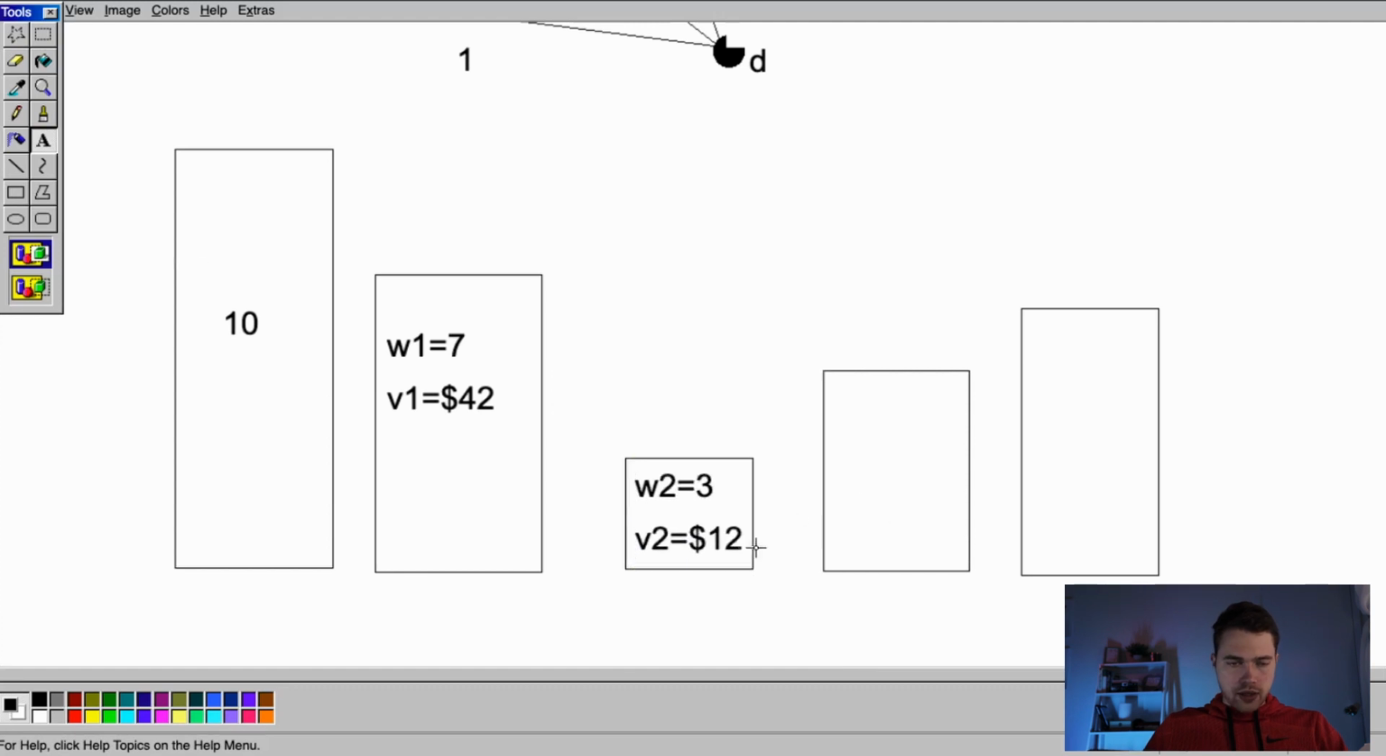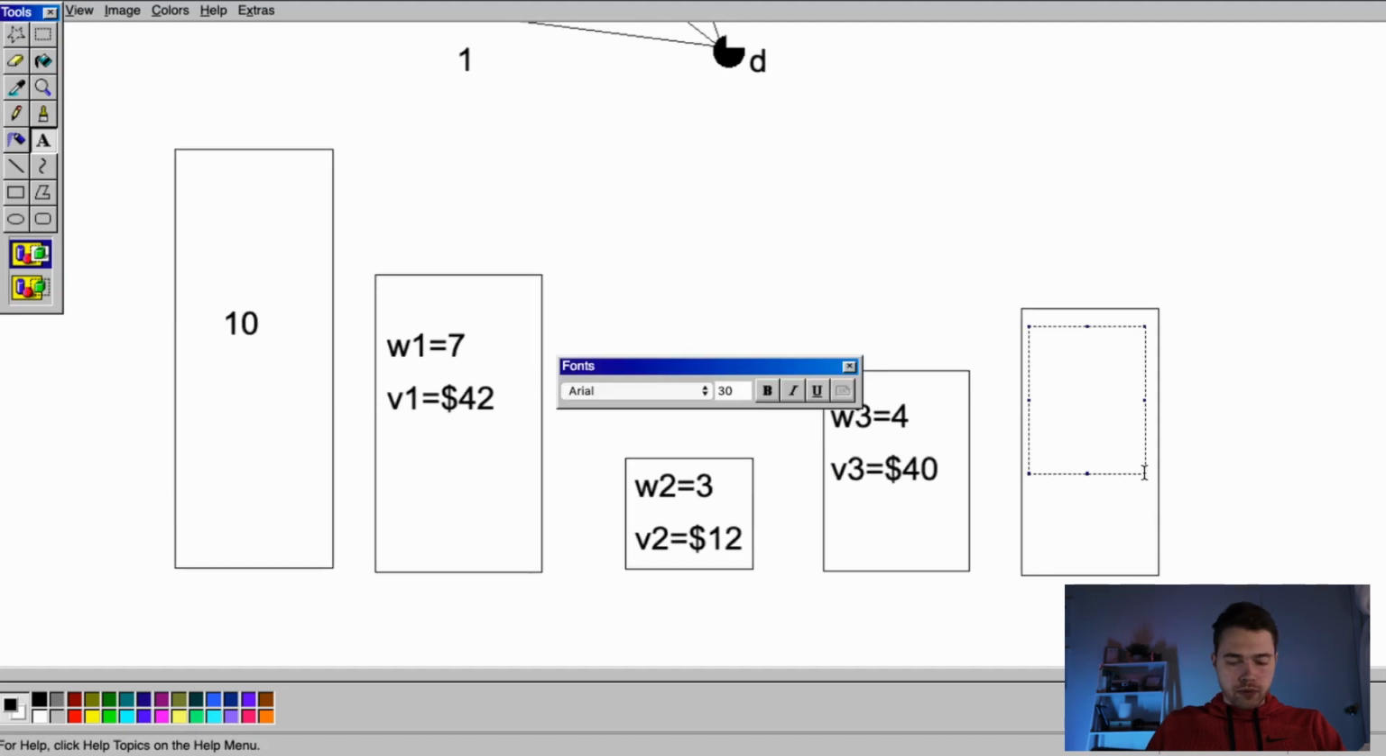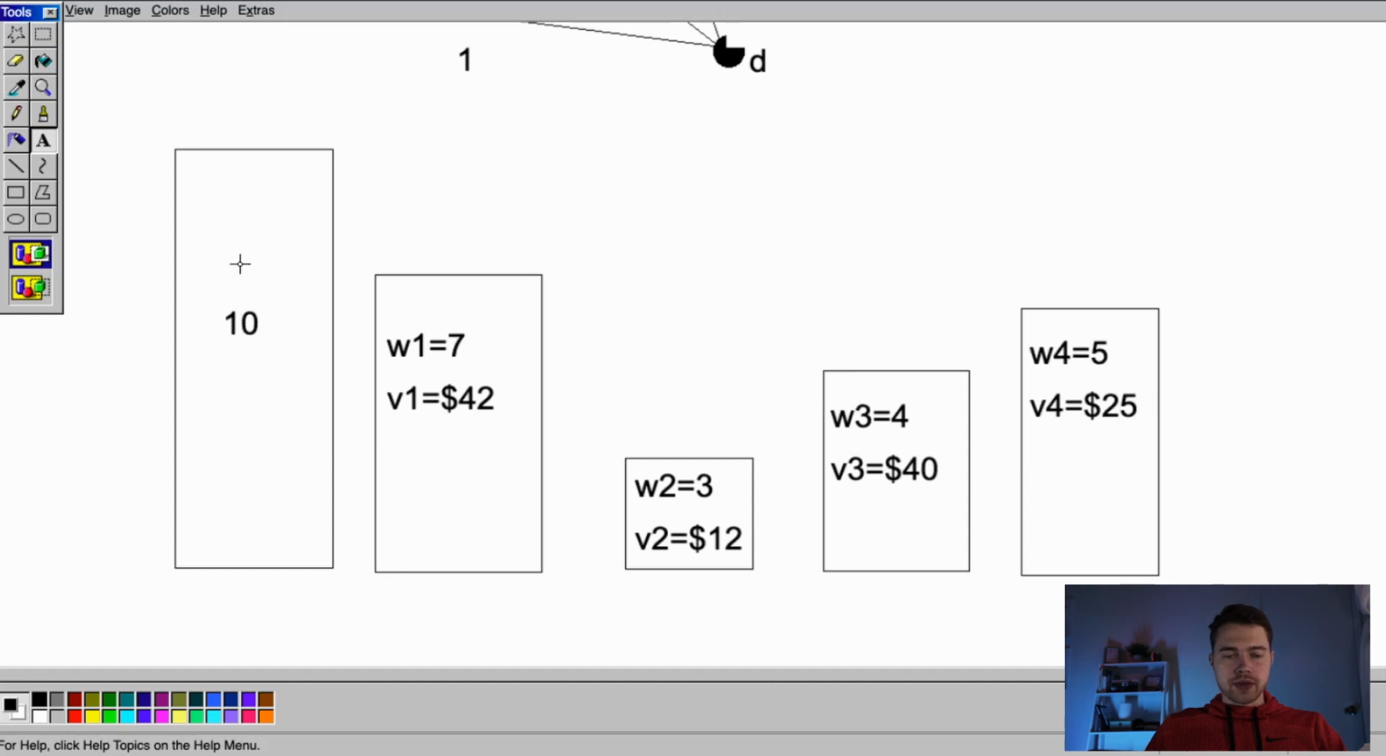Now for the third one, the weight would be 4 pounds and the value 40 bucks. For the fourth one, 5 pounds, 25 bucks. So the question is, I only have 10 pounds in a knapsack. What should I steal, such that I will have the biggest amount of money stolen, and also the items would fit into 10 pounds? That's the question.